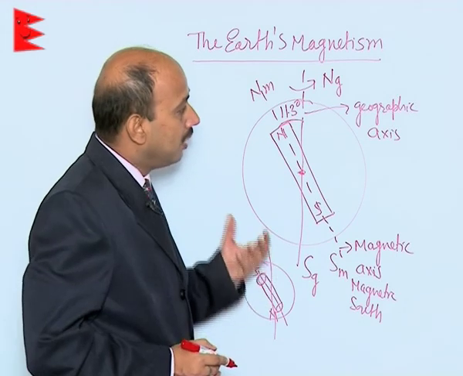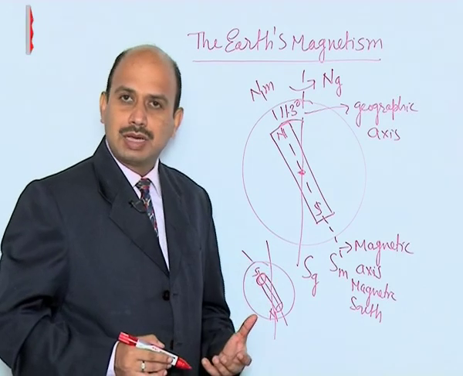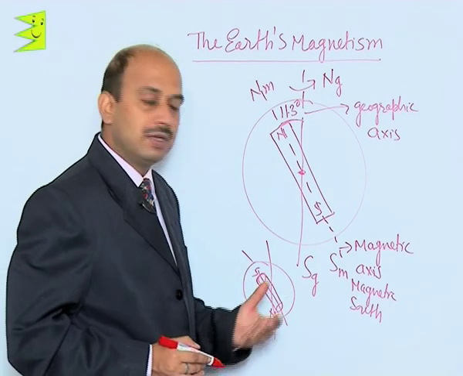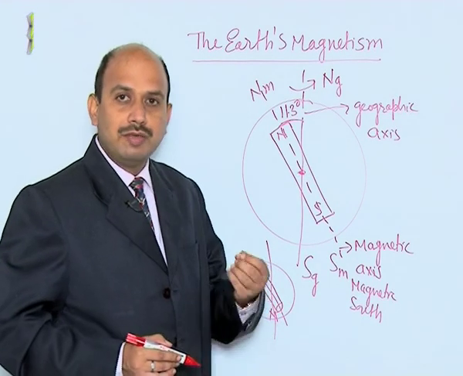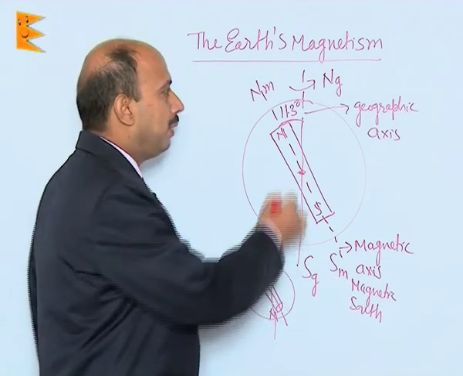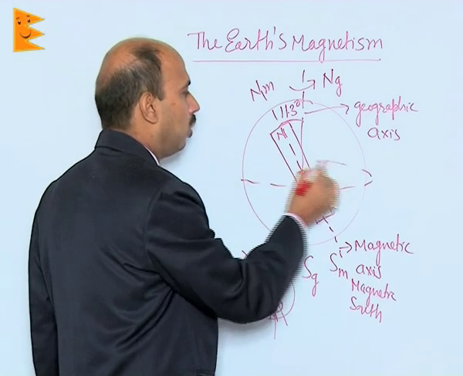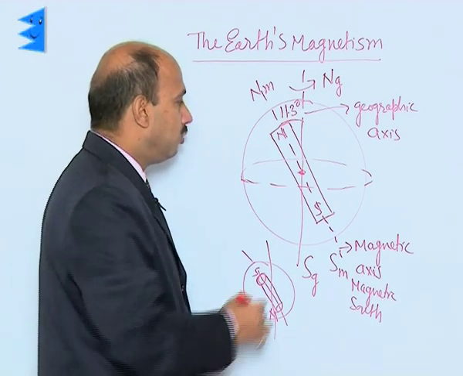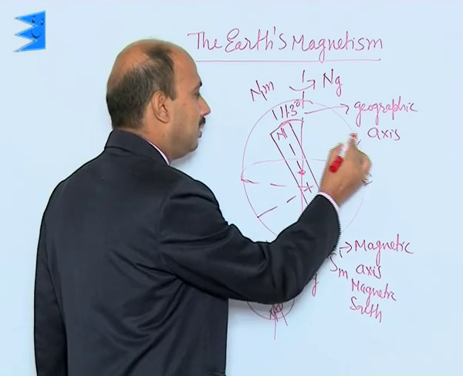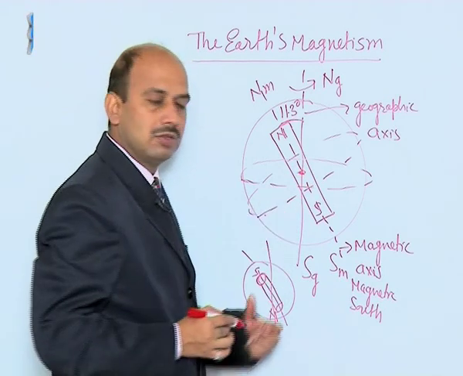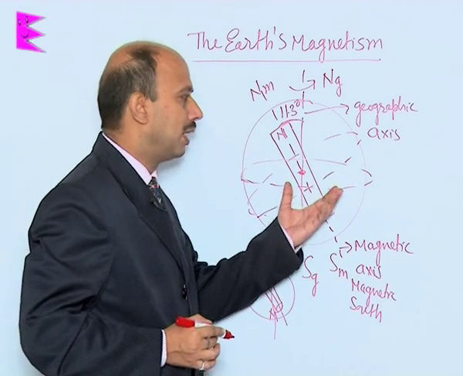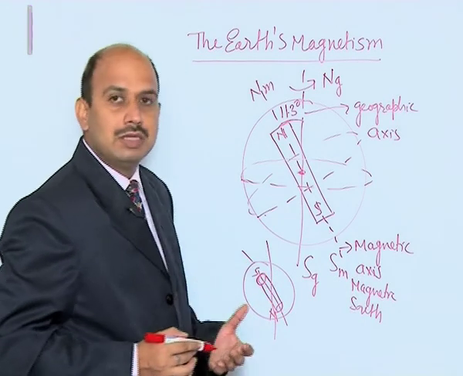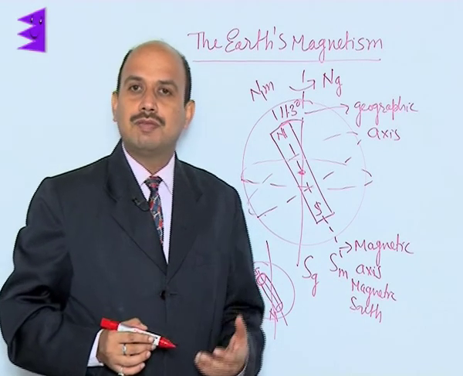So here we have seen the causes of the Earth's magnetic field and the direction shown by the suspended bar magnet. Now if you take a plane which is perpendicular to the geographic axis and drawn like this, this is called the geographic equator. And also if you draw a plane perpendicular to the magnetic axis, that is called the magnetic equator. So now we will be discussing the different parameters which determine the magnetic field of the Earth.